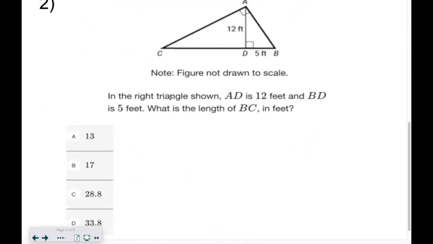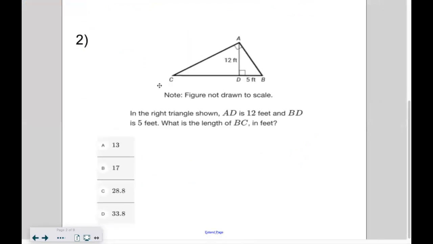And let me try to make this a little smaller. There we go. All right. So in number 2, what we have here is, I want to find the length of BC. So BC is this whole length. So what I'm going to do first is try to find CD. I'm just going to call that X.